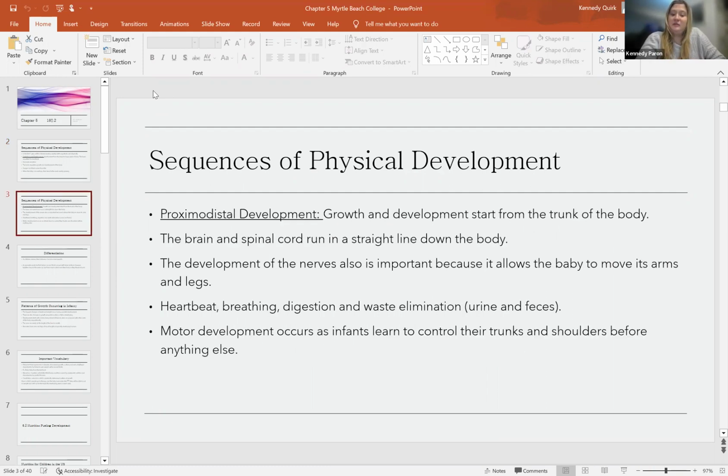So next, we're going to talk about proximodistal development. This is growth and development from the start of the trunk or the abdomen of the body. The brain and spinal cord run straight through the body, lying down. The development of the nerves also is very important and allows the baby to move its arms and legs in utero. Heartbeat, breathing, digestion, and waste elimination. Urine and feces are also incorporated in this. And finally, motor development occurs as the infant learns to control their trunk and shoulders before anything else.